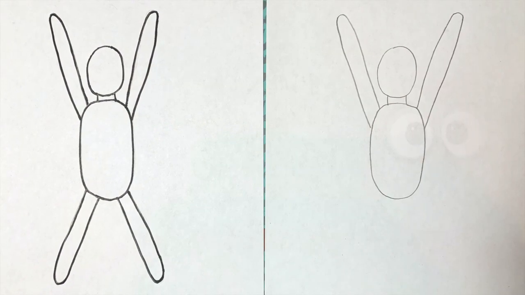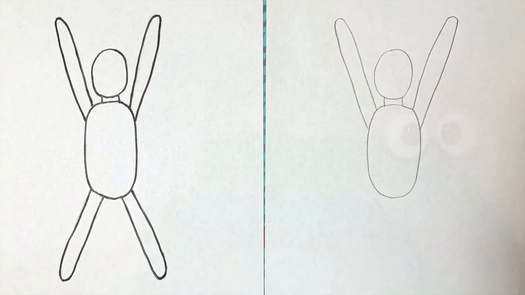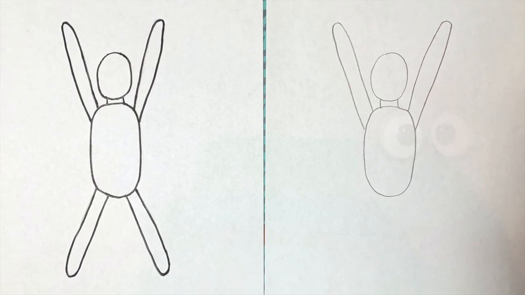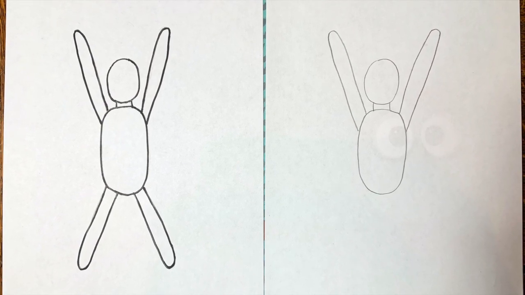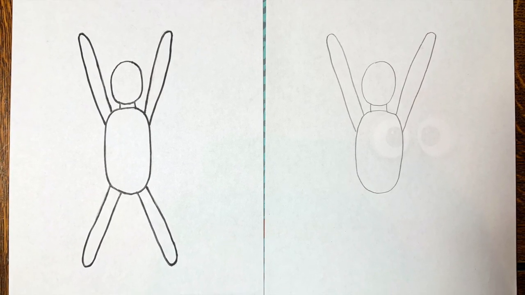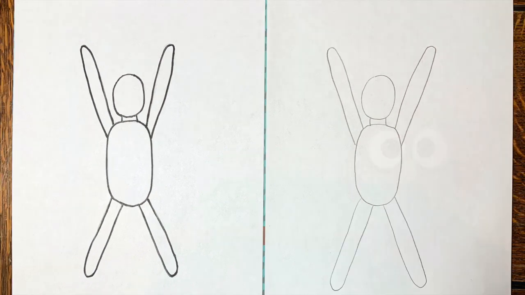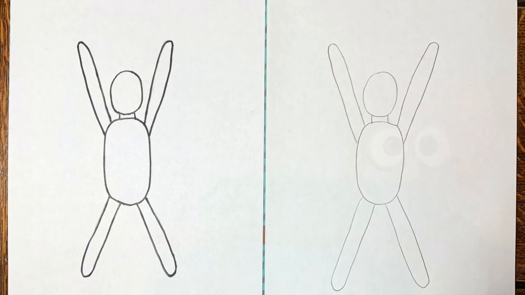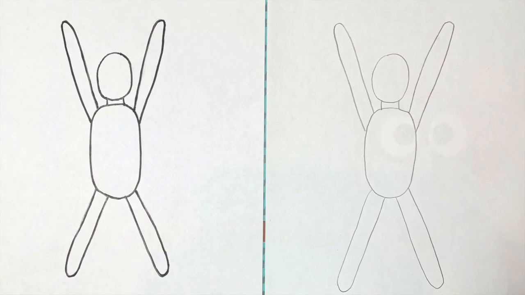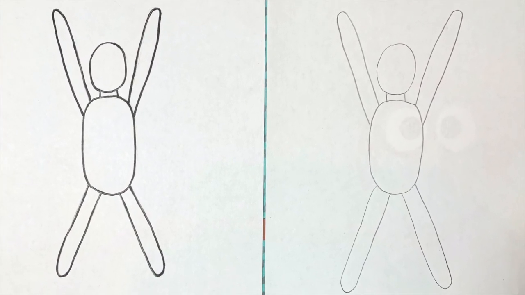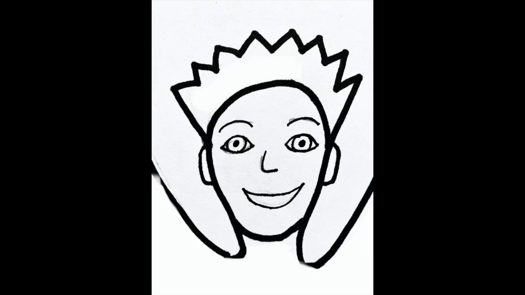Now we're going to draw the arms. Start at the body and draw 2 long skinny ovals for the arms. Make sure your arms are taller than your head and make sure they're not touching your head. Now let's add the legs. At the bottom of your body, use 2 long skinny ovals at slightly diagonal angles to make your legs.